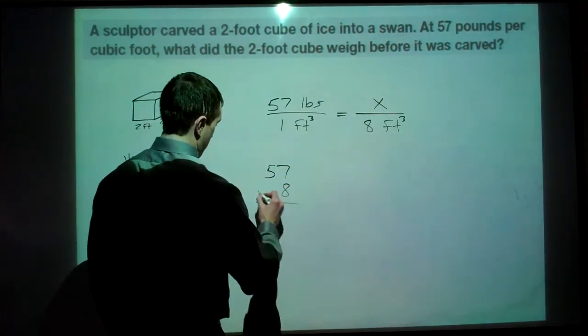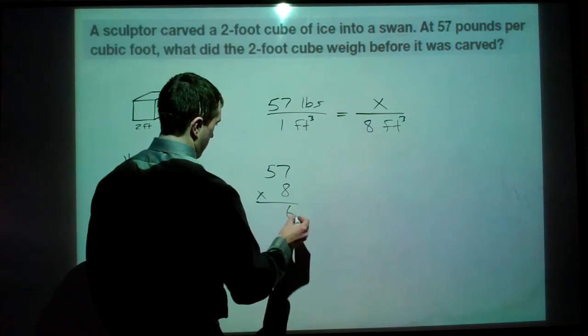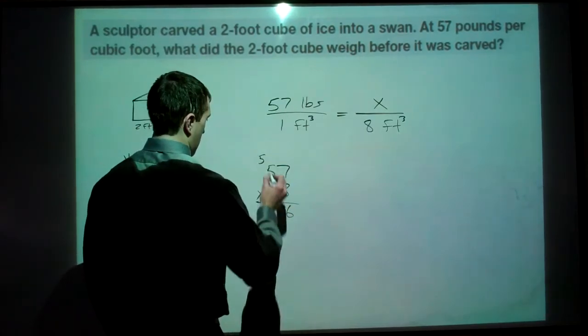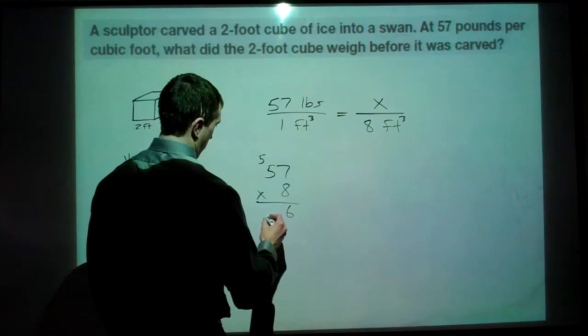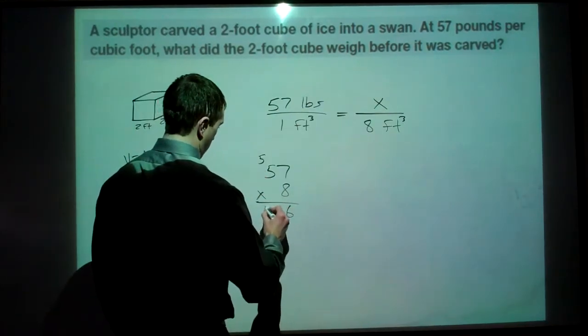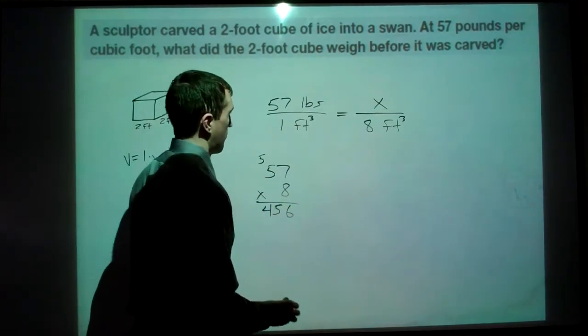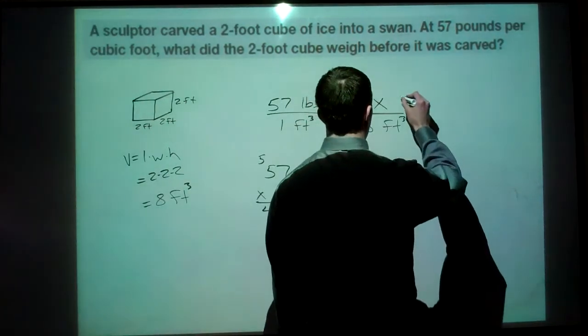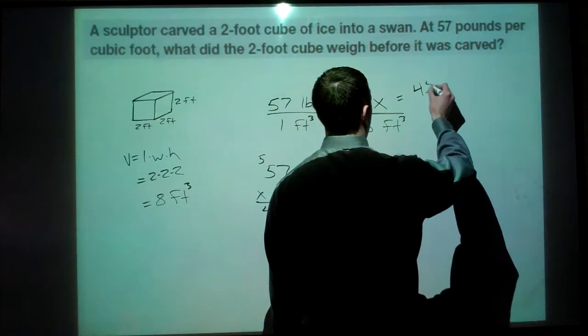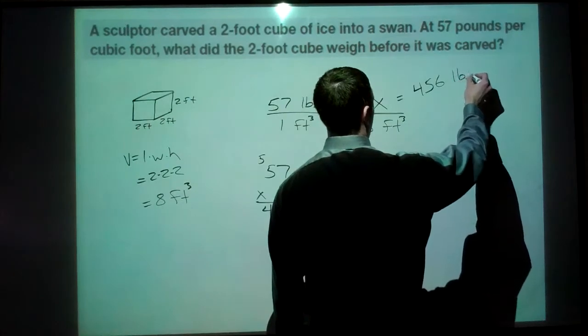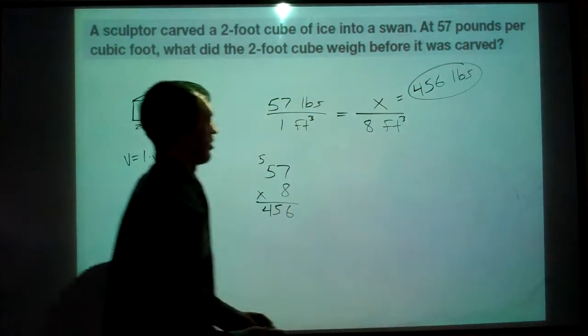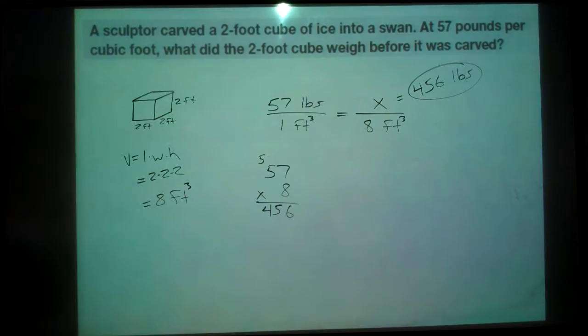So let's do that. 8 times 7 is 56. 8 times 5 is 40, plus 5 is 45. So 456 pounds, that's what X should be. Pretty big, pretty heavy. Alright, that's what we should be looking at for that one.